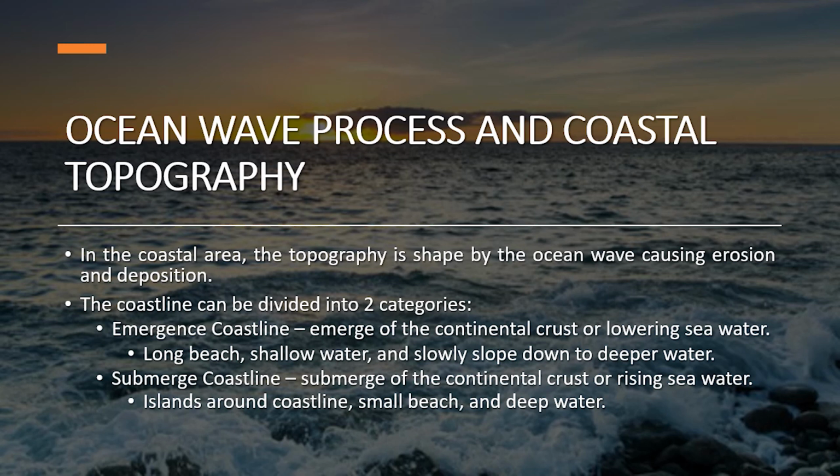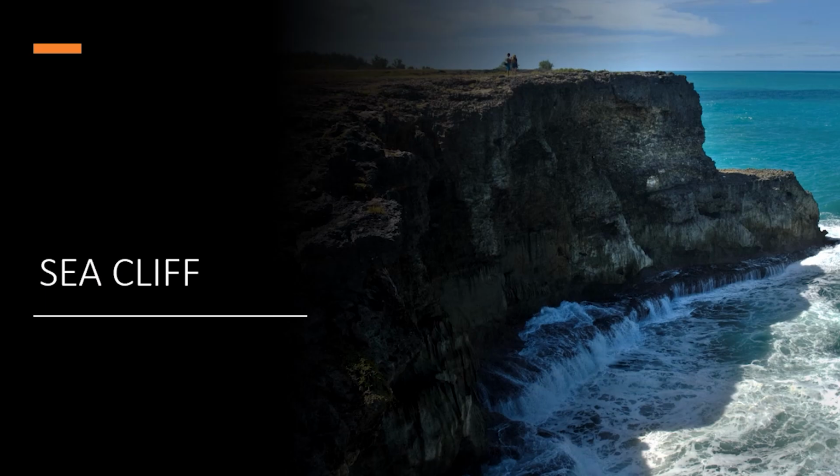Okay, just compare when you stand on the beach, on the mainland, and walk down to the water. The elevation changes very slowly. That is the emerging coastline. But if you go to the water, like on the island area, it will change the elevation very quickly. Those are the submerged coastline. Just note that down. Okay, let's move on.